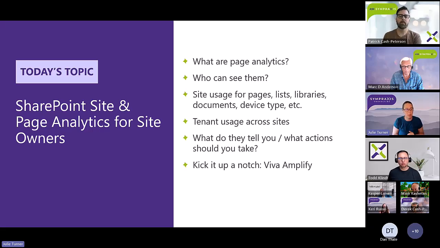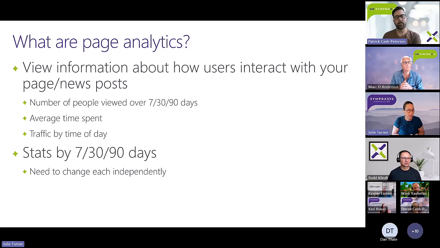So we're going to start by talking about page analytics, what they are, who can see them, site usage for pages, lists, libraries, documents, device types, all of those things. And then we'll sort of ramp it up and talk about tenant usage for cross-site sort of metrics. And what do they tell you? What actions can you take from them? And then we'll sort of end on the Viva Amplify area of this, which takes that whole metrics thing up another notch. So moving in, Patrick, you're going to get us started on page analytics.